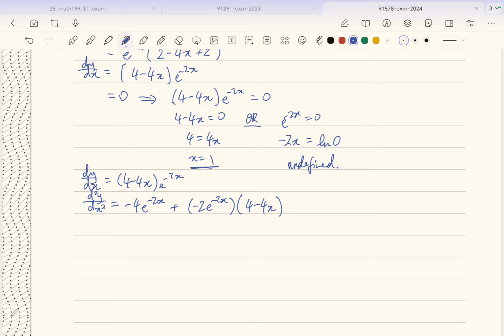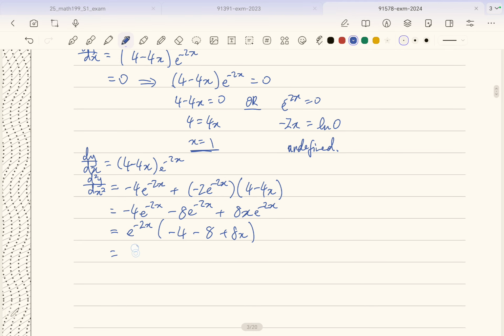Simplifying that, we get negative 4 e to the negative 2x minus 2 times 4 is 8, so it's minus 8 e to the negative 2x plus 8x e to the negative 2x. We can again pull out a common factor of e to the negative 2x, and we'll get negative 4 minus 8 plus 8x, which becomes 8x minus 12 times e to the negative 2x.